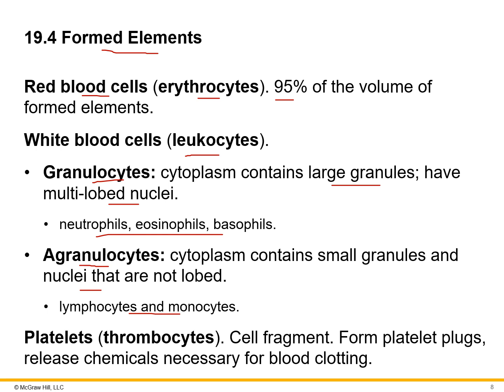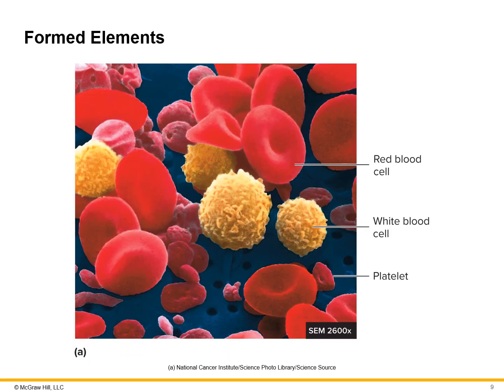And then the last part of our formed elements are the platelets, also called thrombocytes. These are cell fragments, and they help to form the platelet plug that's important for blood clotting. Just looking at some of these, our red blood cells have this nice little donut shape. They don't have nuclei in them. They have a nice little concave shape here. Our white blood cells are more of a typical cell, and they do have a nucleus. And then we have these little protein fragments shown here. Those are going to help with clotting.